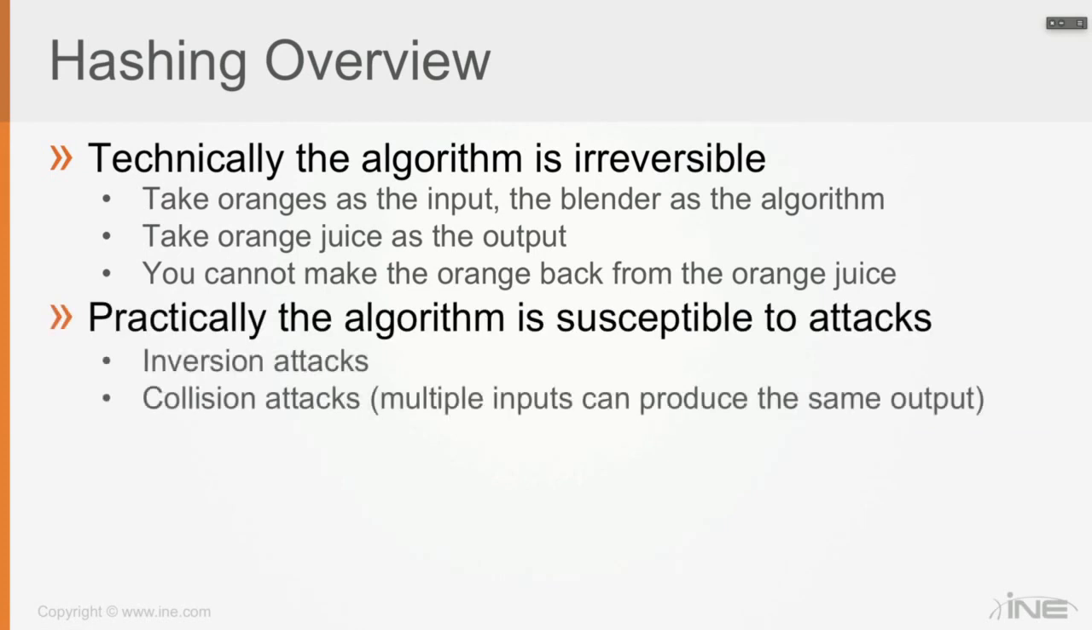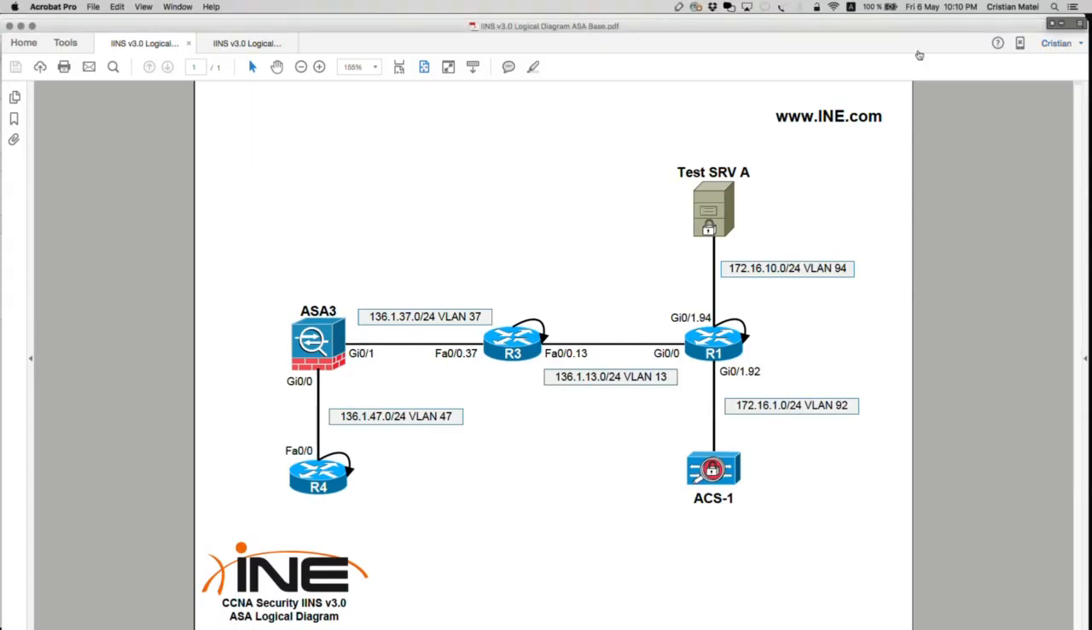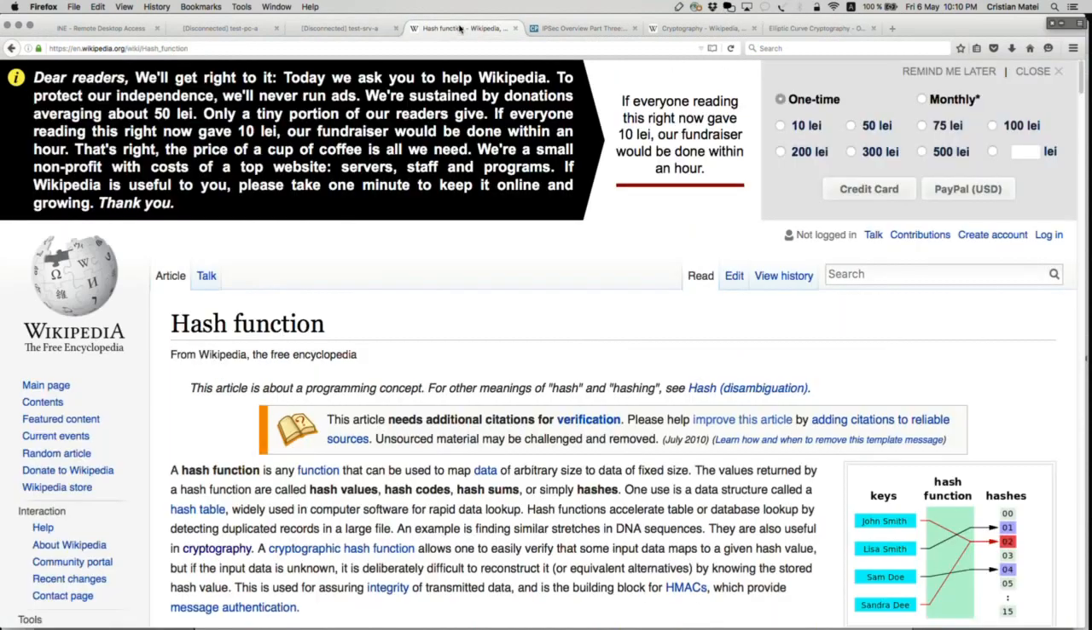Now practically, even though the algorithm is irreversible, it is still susceptible to attacks. There are two types of attacks: inversion attacks and collision attacks. The most common attacks against hashing algorithms are known as collision attacks, which means that multiple inputs can produce the same output. For example, this is going to make sense if you look at Wikipedia.